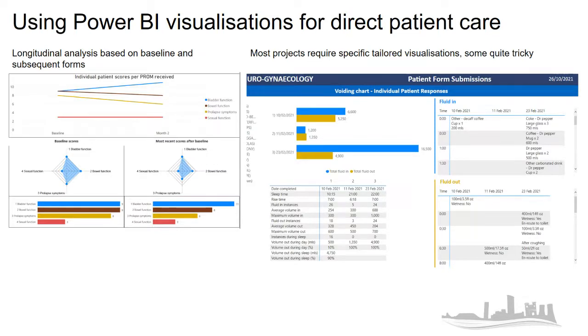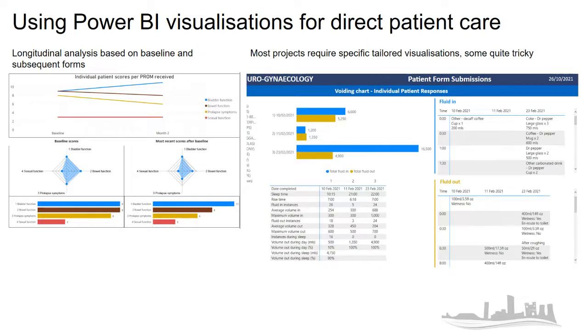The image on the right is from what's called the voiding chart PROM, which is essentially a bladder diary that a patient completes over 48 hours. You learn a lot about this sort of stuff when you're doing value-based healthcare. The patient has to fill in a log of everything they drink over this 48-hour period, and then log every time they go to the loo for a wee as well.